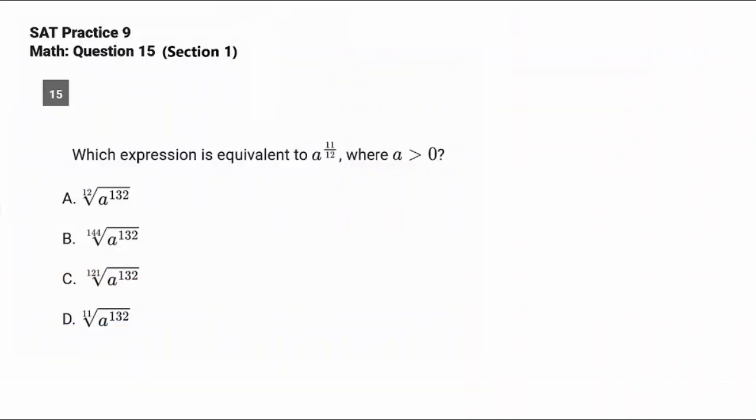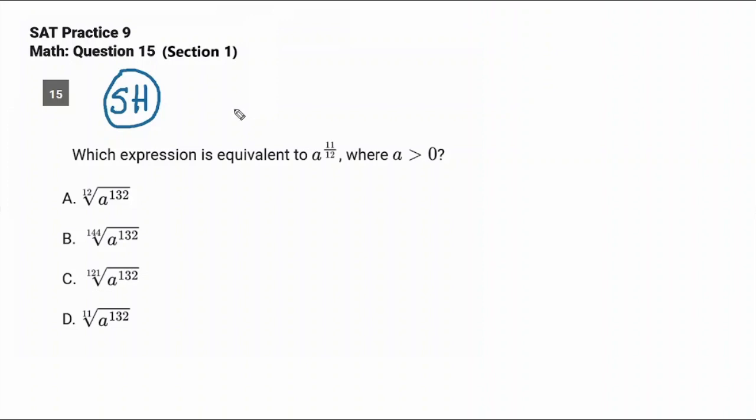We're on SAT Practice Test 9, Math Section 1, Question 15. What's the level of difficulty here? It's definitely hard. A slew of kids are going to say this is stupid hard. They're going to look at it. They're going to be pissed off that they got this kind of question because they just don't know the rules for exponents and roots. Which expression is equivalent to a to the 11 over 12, where a is bigger than 0?